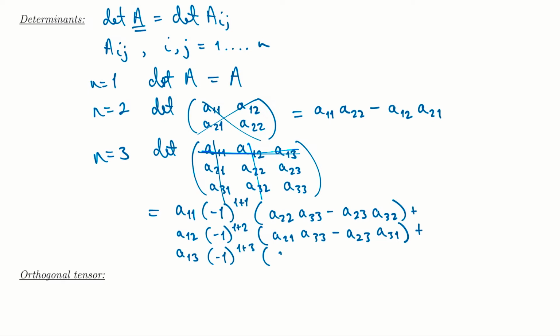Plus A3, and that's going to be A2,1 A3,2 minus A3,1 A2,2. Or I can say with a different color, I'm going to write in the top right now because I have so much space up here. We could say for a 3 by 3 matrix, how can we write this?